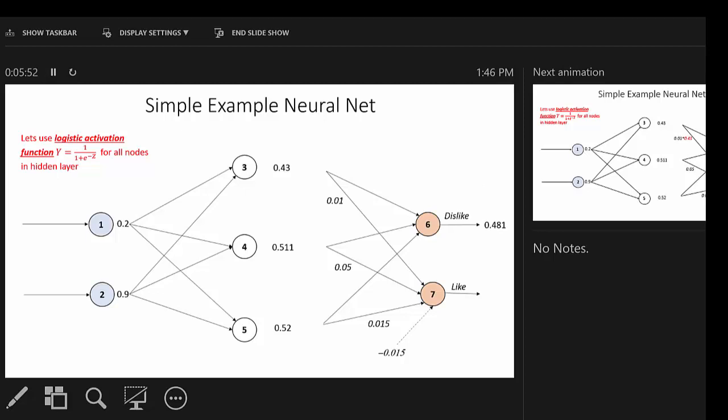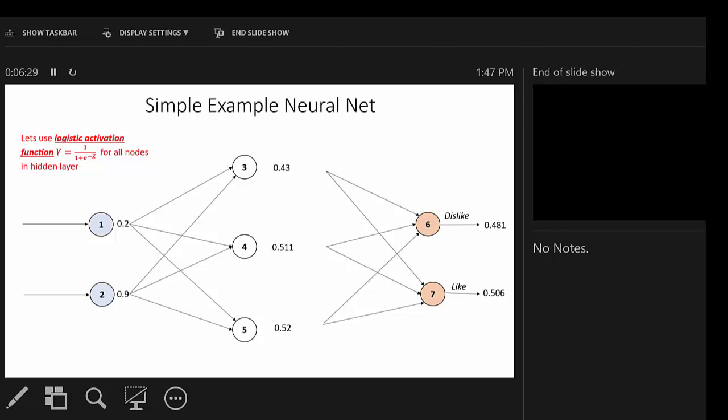Let's take a look at node number 7. Same thing. 0.43 times 0.01, 0.511 times 0.05, and 0.52 times the last one, 0.015. They converge together, multiplied and added with the constant term, whatever it is, and that becomes an input into my node 7. And then I again apply the logistic function, and it comes out as 0.506. So there you go. My signals, content of salt and content of fat, were transformed in a weird, wackadoodle way, and it became 0.481 and 0.506.